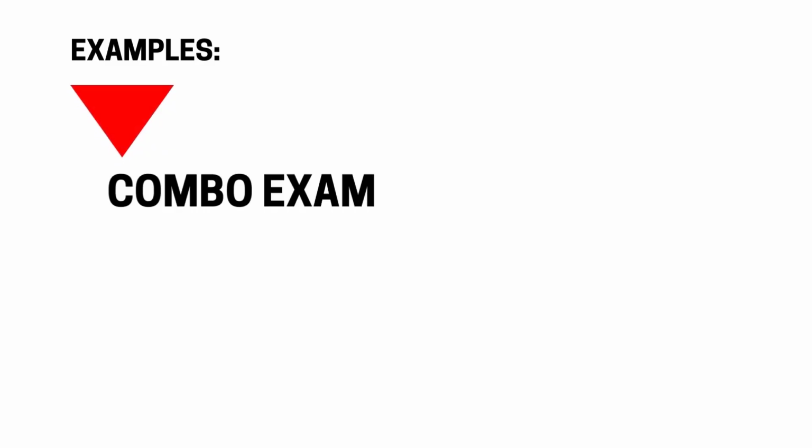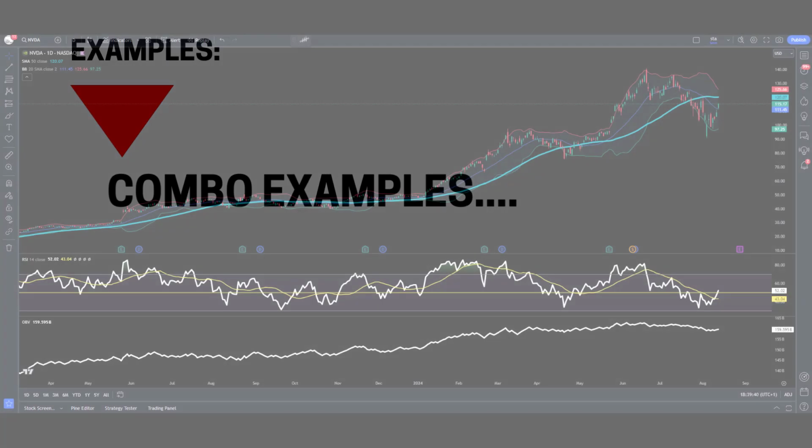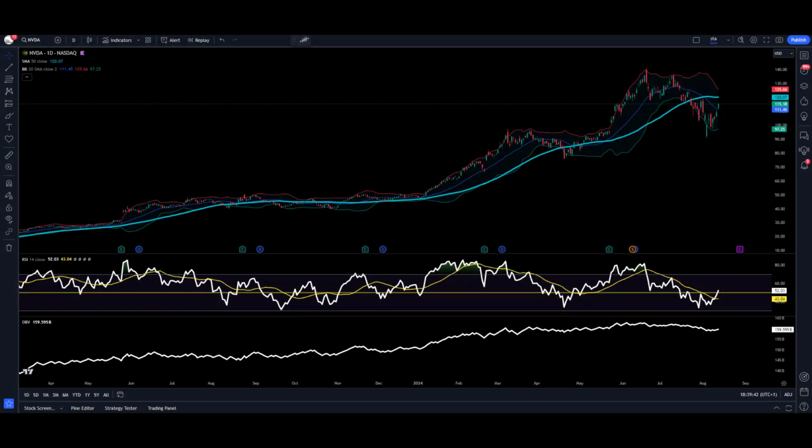Let's now look at some combo examples that cement the theory, the ideas that I've talked about so far in this video. So in this example, I'm using Nvidia on a daily chart. It's a stock market play that I'm looking at, and I've put probably more than enough indicators on here, but I just want to show you why I've added these ones on. So starting with my trend indicator, here's this light blue line you can see here. That's a 50 period moving average.